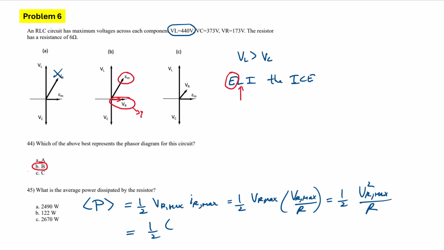We get 1/2 times VR max, I go up here, was 173, and I square that value, and now I divide it by that resistance of 6 ohms. Put all those numbers in the calculator, I get like 2,494 watts, and that there, the best choice would be choice A.